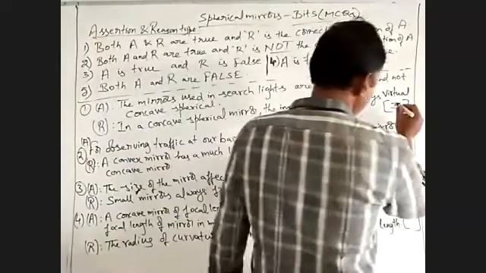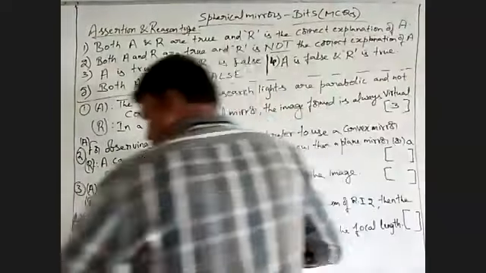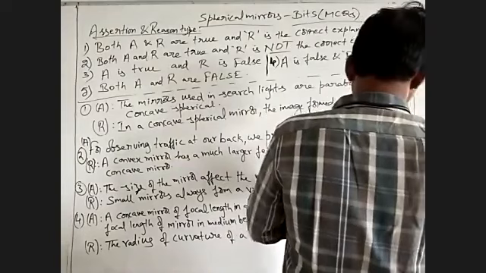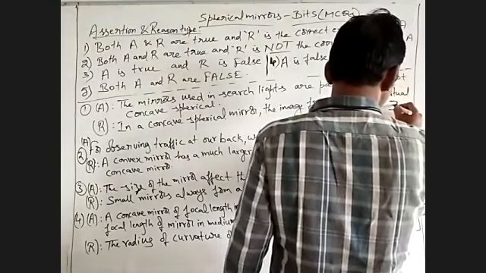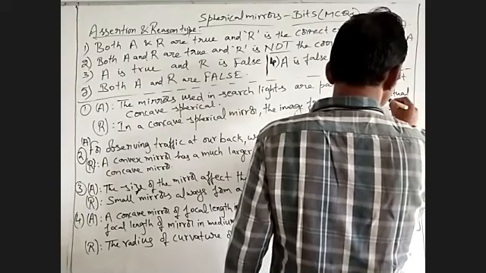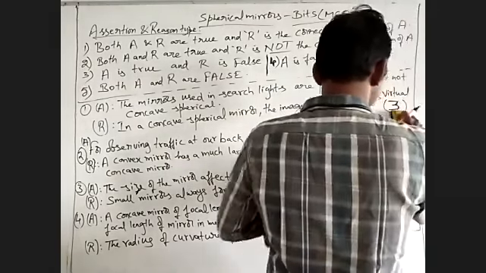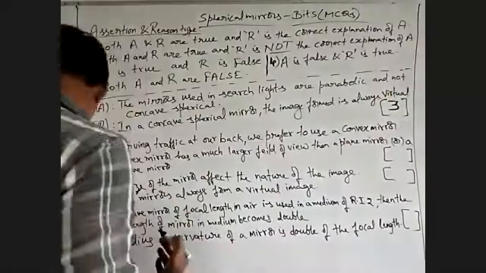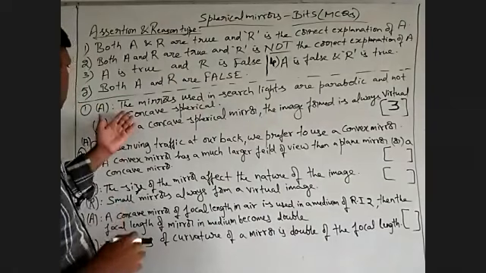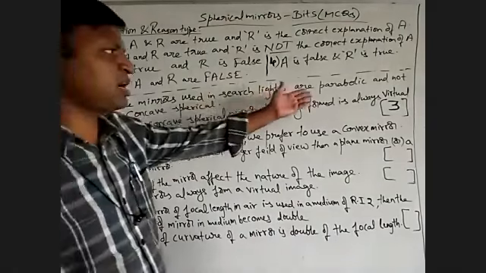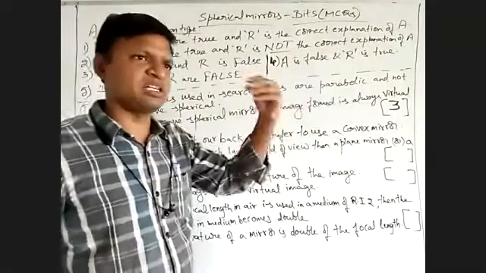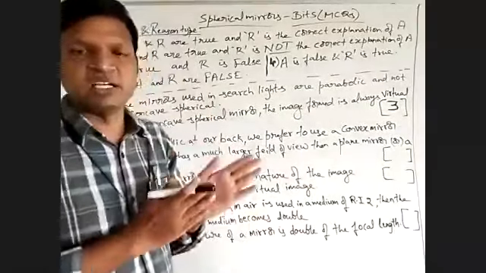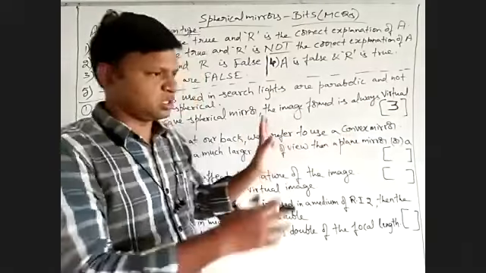If you are not able to observe, see here, it is clearly indicating that it is false. So for the first one, the answer is 3. It is very clear. The mirrors that are used in searchlights are parabolic. So parabolic means enough, whether it is convex or concave. And not concave means the mirrors used in searchlights are convex in shape. I will explain that afterwards.